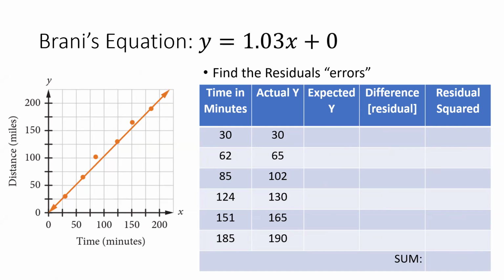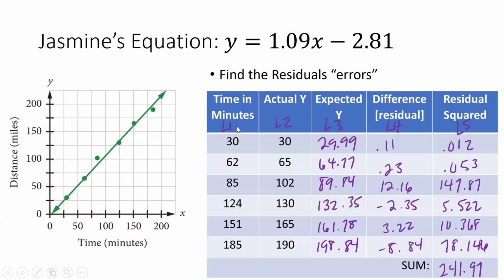The actual Y is L1, your actual Y is your L2. Remember? So our time in minutes was our L1. Your X is your L1. Your Y is your L2.